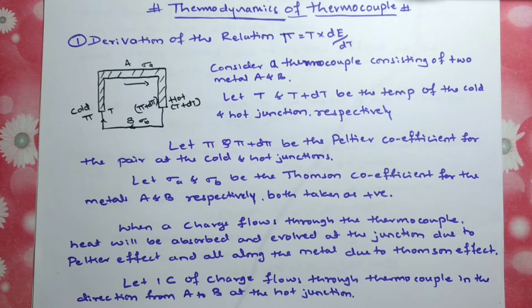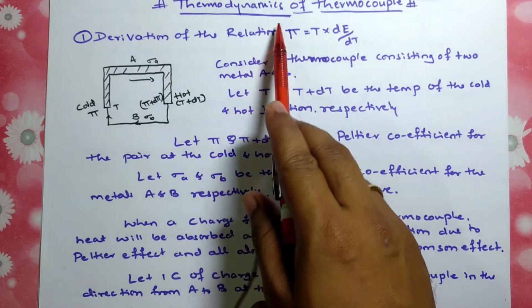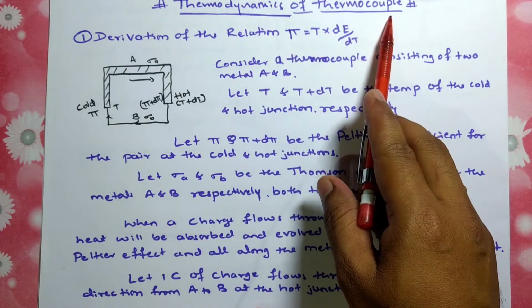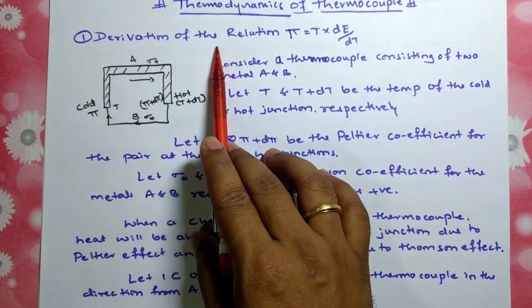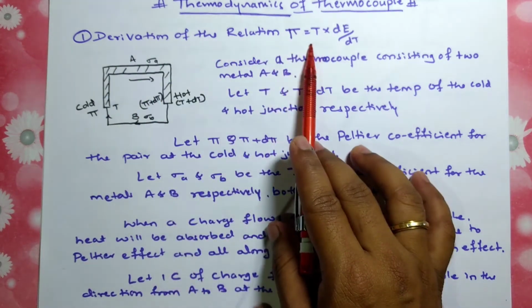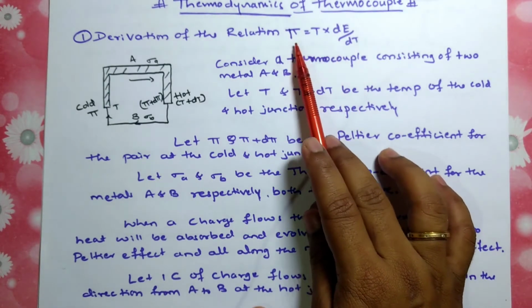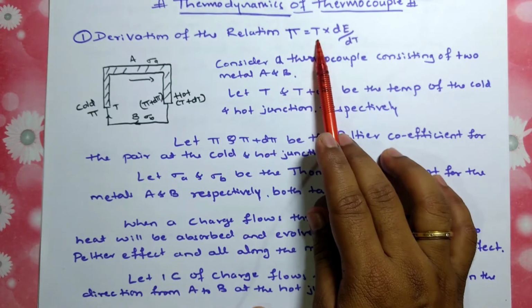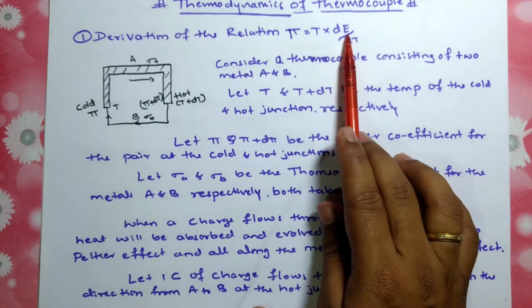In today's video lecture, I am going to discuss the continued part of thermoelectricity. Today, I am going to focus on the thermodynamics of the thermocouple. In that, I am going to discuss the derivation of the relation pi is equal to T into dE divided by dT. Here pi is nothing but the Peltier coefficient, T is the absolute temperature, and dE divided by dT is the thermoelectric power.